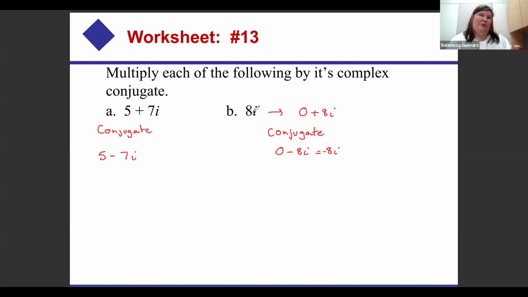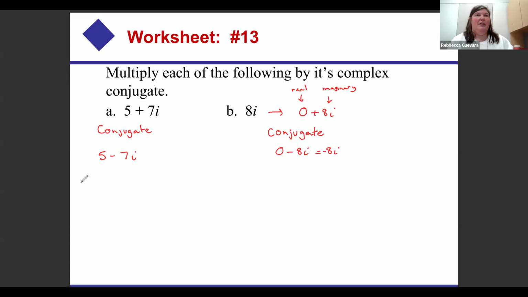B is not so straightforward. We have 8i. So remember that if we wrote this like a complex number, we have your real part and then your imaginary part. And the imaginary part is the part we add and subtract. So if we wrote it out like 0 plus 8i, its conjugate would be 0 minus 8i, which once again, if we simplified it, is a negative 8i.